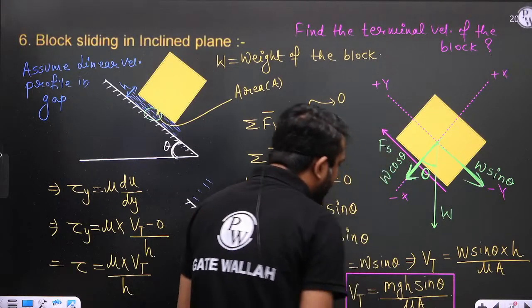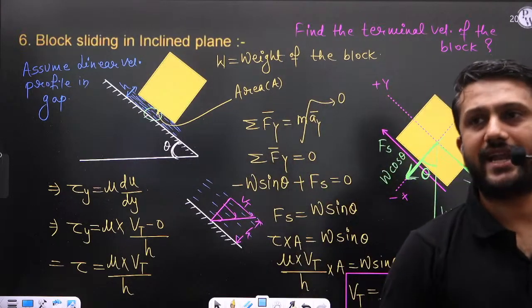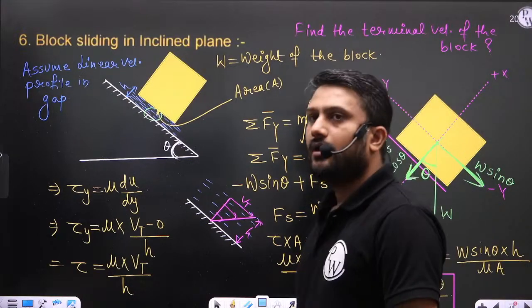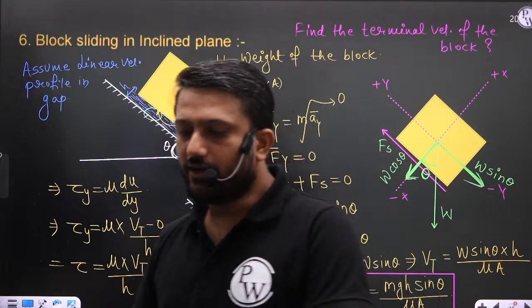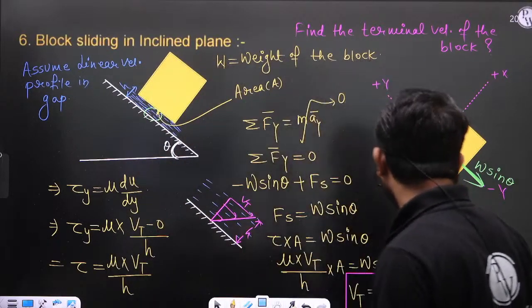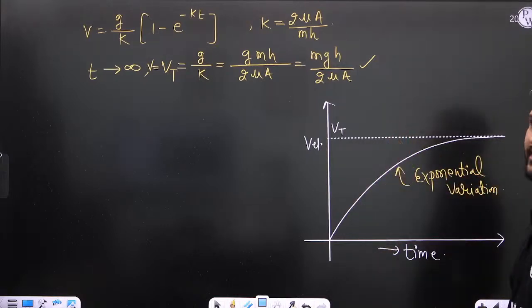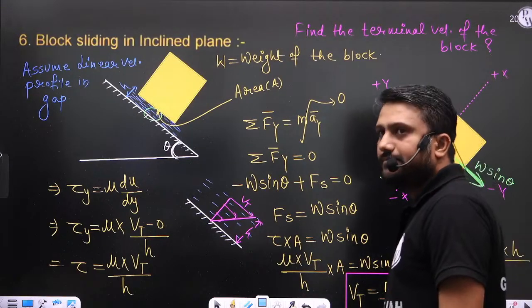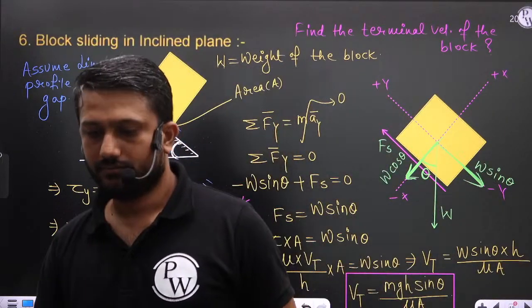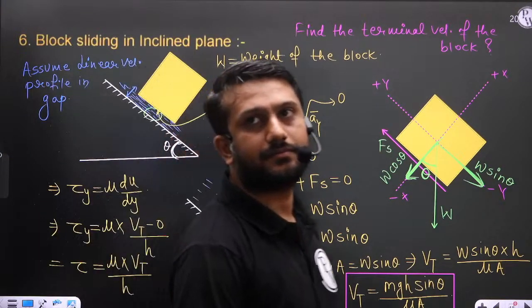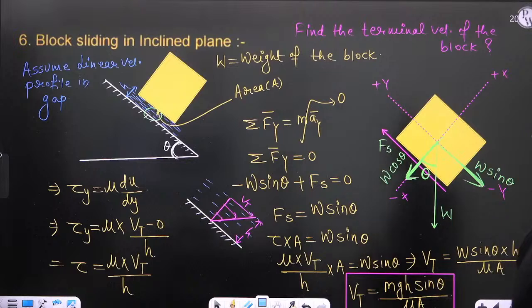And before attaining the terminal velocity, how does the velocity vary with respect to time? That is the same variation, the exponential variation only. Okay, beta, this is case number 6. Is it clear to everyone?